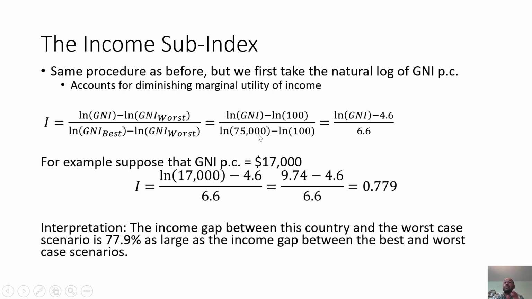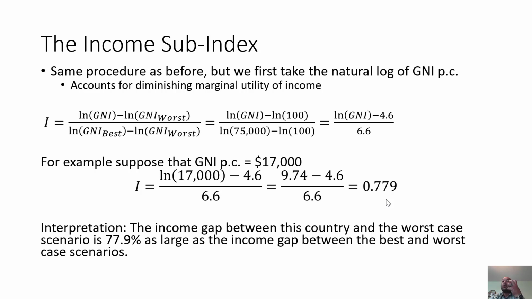If you wanted to get even fancier, you could say that this is actually going to be the natural log of 75,000 over 100, but we don't need to do that. Okay, so let's say, for example, that a country has GNI per capita of 17,000. So the natural log of 17,000 is 9.74. So you take 9.74 minus 4.6 and then divide that by 6.6, and we end up with another income sub-index of 0.779. So again, the interpretation: the difference between income in our country and the worst case scenario is about 78% as big as the gap in income between the best and the worst case scenarios.